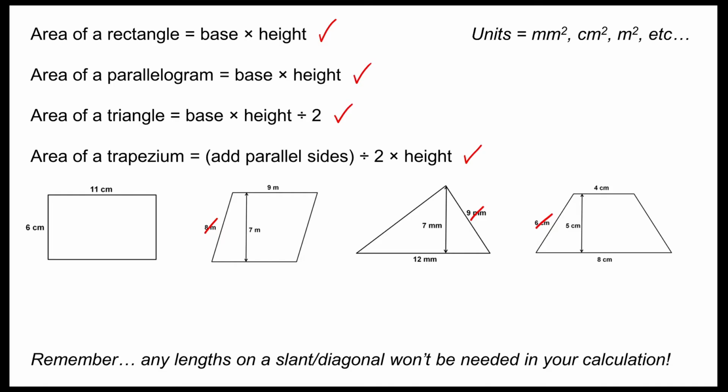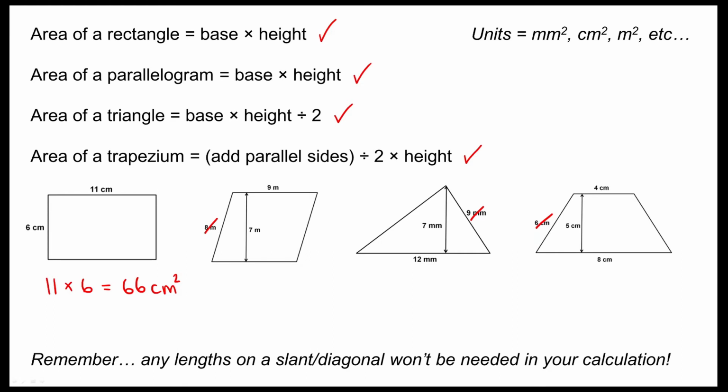So let's start off with our rectangle. We know that the base is going to be 11 because it's the same as the length at the top. The height is 6, so therefore base times height is 11 times by 6. That gives us 66. Now, because our lengths are in centimetres, our units are centimetres squared.